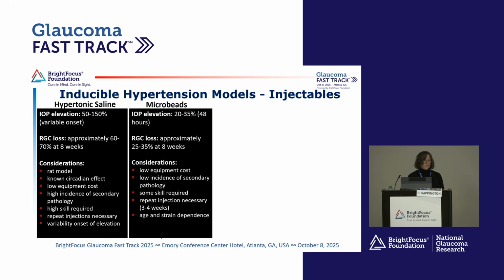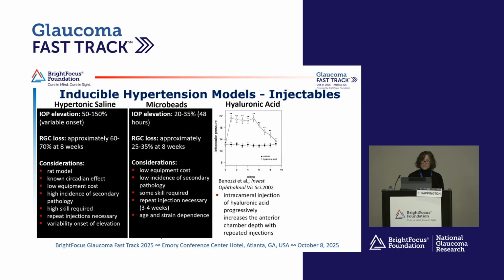And so IOP elevation is much more moderate. It's about 48 hours to peak, 20 to 35% elevation. Ganglion cell loss is 20 to 35% at approximately 8 weeks, although it can be extended longer. One of the key considerations here is that repeat injection is necessary, usually at about the 3 to 4 week mark, and there are age and strain dependency, as we heard with the optic nerve crush. So different species and different strains will respond differently to the stress.